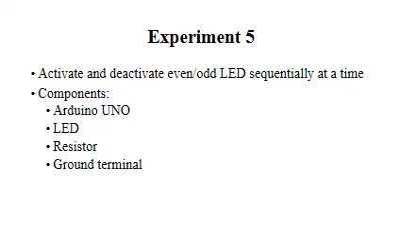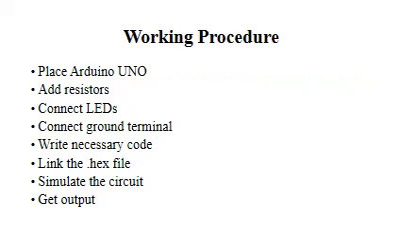In this experiment, we will design a circuit and write necessary codes to activate and deactivate even and odd LEDs sequentially at a time. The required components are Arduino UNO, LED, resistor and ground terminal. Here we present the working procedure.